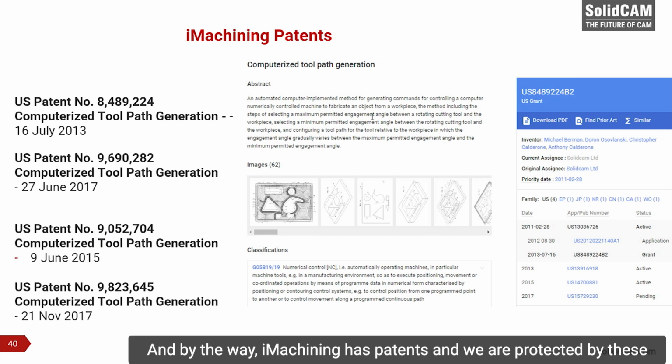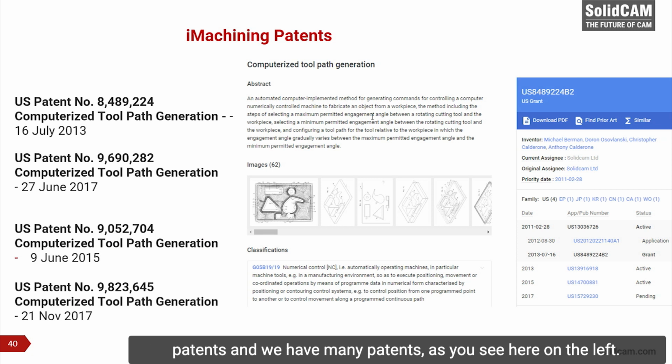And by the way, iMachining has patents, and we are protected by these patents. We have many patents, as you see here on the left. So all these technologies we developed, the wizard, the morphing spirals, the separation, are protected by patents.